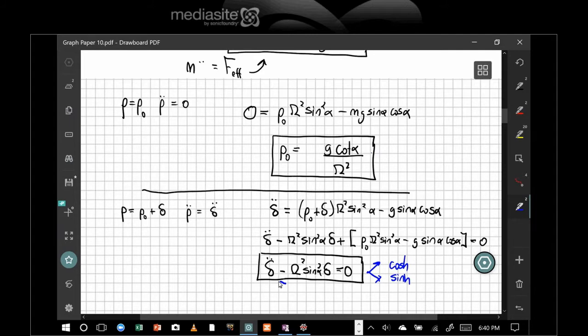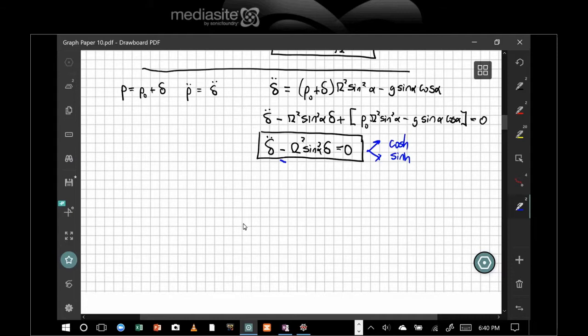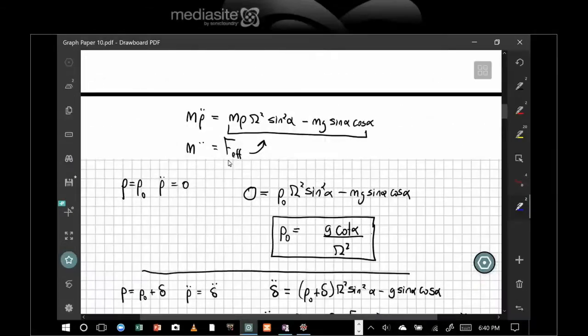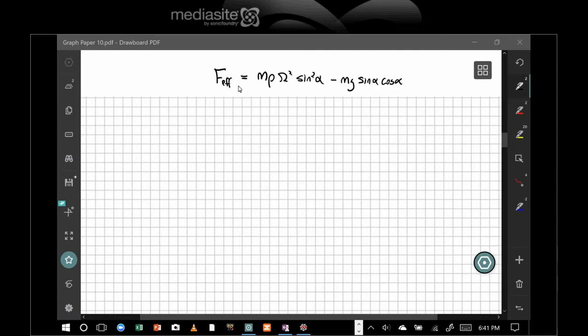Now, how else am I going to show that I have an unstable equilibrium point in a different way? The way I'm going to do that is to plot the effective potential. So this quantity here, F effective, is equal to this stuff here. So let's plot the effective potential. Okay, so this is my effective force. I'm just going to define an effective potential. So how do I get that?